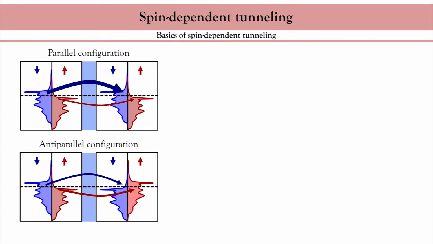I gave a very qualitative explanation of the spin-dependent tunneling. Now I would like to be a bit more quantitative. I can model the tunneling process using Fermi's golden rule that states that the tunneling rate from one state to another is governed by the matrix element of the coupling term, ensuring that energy is conserved.